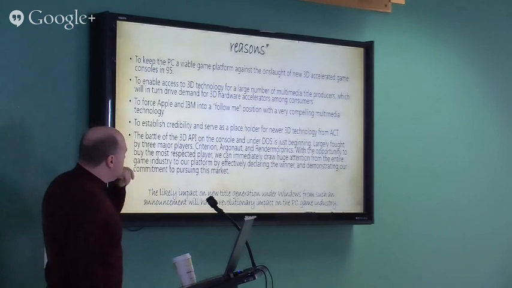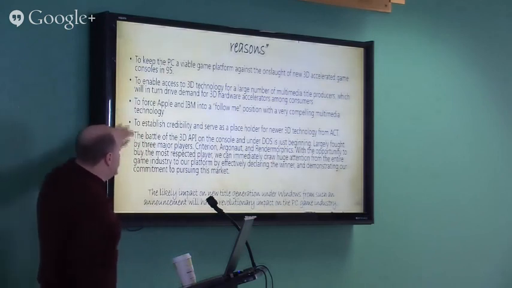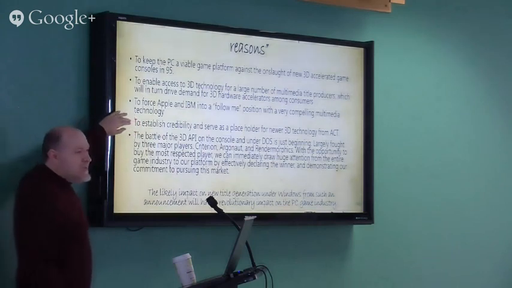To establish credibility and serve as a placeholder for newer 3D technology from ACT. So this was the killer. So ACT, you see, it wasn't my job to do any of this stuff. And Bill Gates had a secret strategy for 3D under Nathan Myhrvold. They were building a secret Microsoft 3D chip architecture. And I knew about it peripherally.